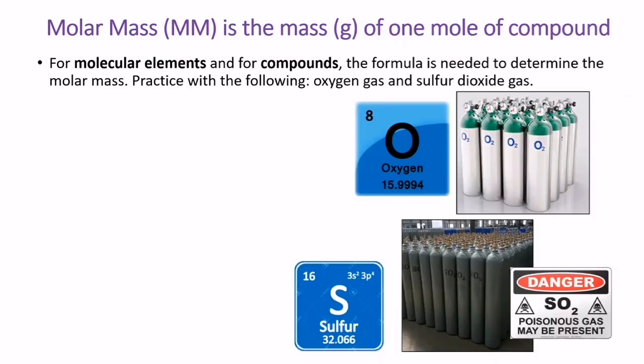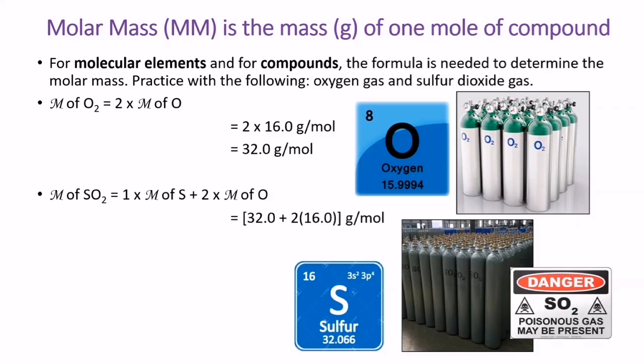Pause the video and practice calculating the molar mass of oxygen as well as sulfur dioxide. Recall that oxygen is a Brinkelhoff diatomic, so the molar mass of oxygen is 2 times the molar mass of an oxygen atom, or 32 grams per mole. The molar mass of sulfur dioxide is 2 times the mass of oxygen plus the mass of sulfur, or 64 grams per mole. You will be calculating lots of molar masses in this class, so keep a periodic table close by.